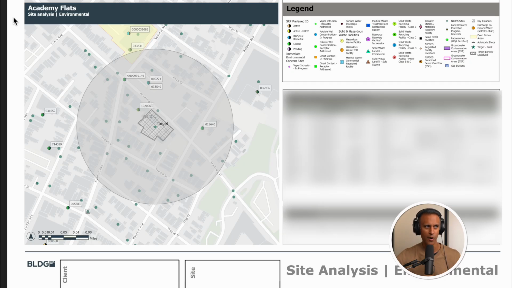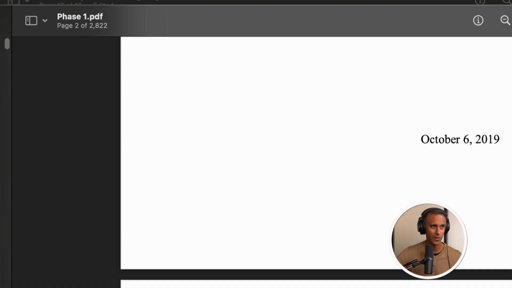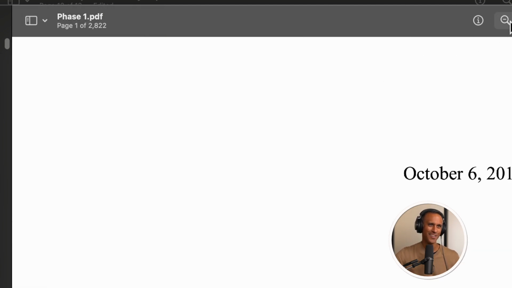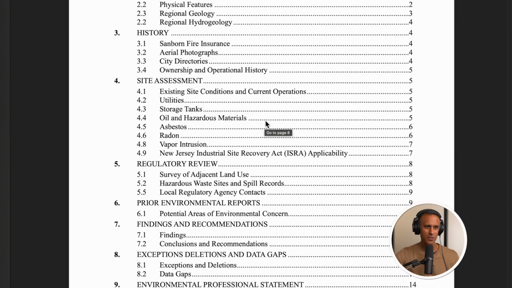So in this particular property, we eventually got to a point where we hired somebody to do a phase one study. I think this is how big is it? 2,800 page PDF. So crazy amounts of information, but there's a lot of due diligence that goes behind the environmental work in a phase one. And there are obviously experts that we hire to do that work depending on where we are in this initial site analysis phase.